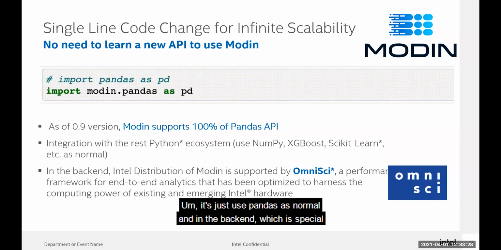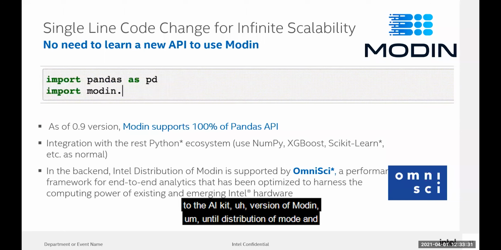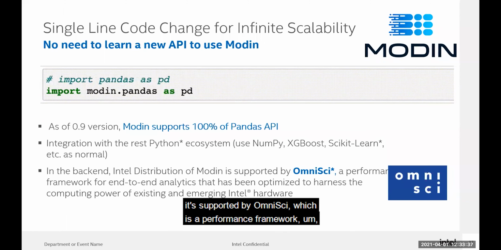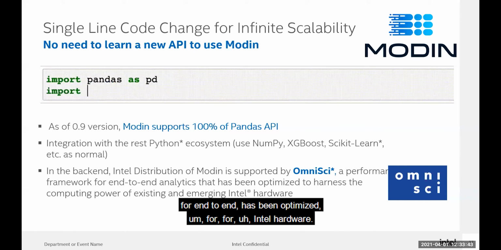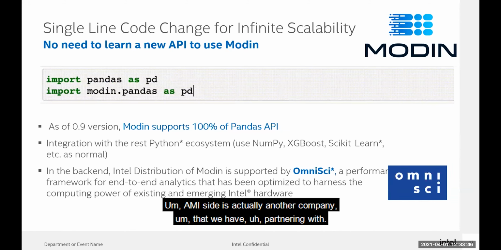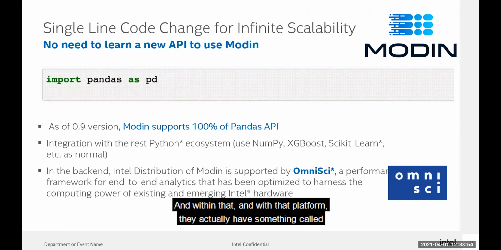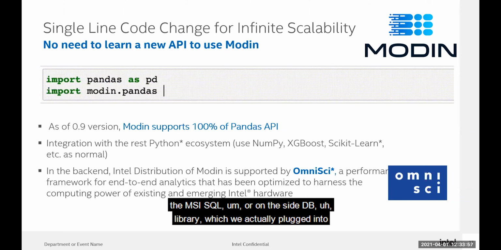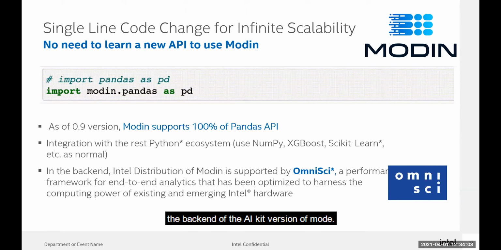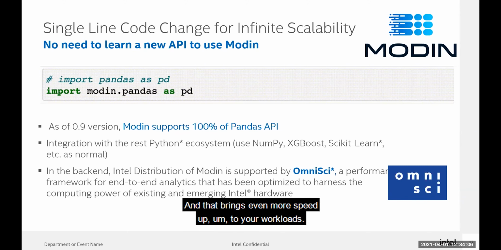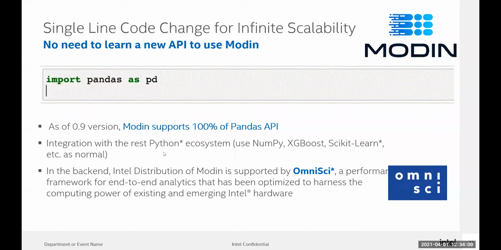And in the back end, which is special to the AI Kit version of Modin, the Intel Distribution of Modin is supported by OmniSci, which is a performance framework for end-to-end analytics that has been optimized for Intel hardware. OmniSci is actually another company that we have partnered with. They have their own geospatial analysis platform, and with that platform they have something called the OmniSci SQL or OmniSciDB library, which we plug into the back end of the AI Kit version of Modin that brings even more speed up to your workloads.